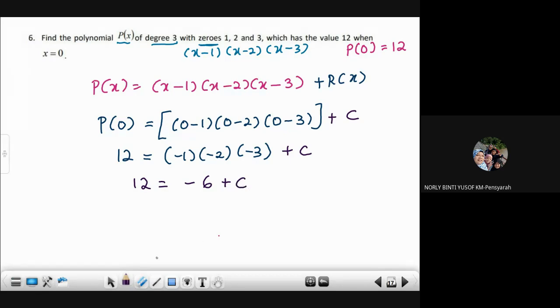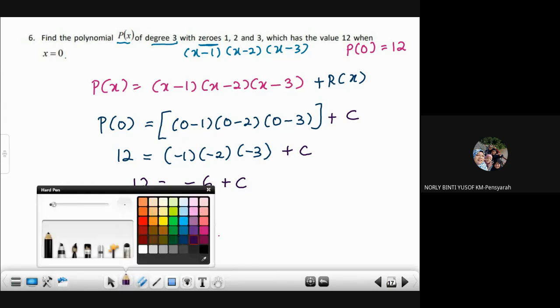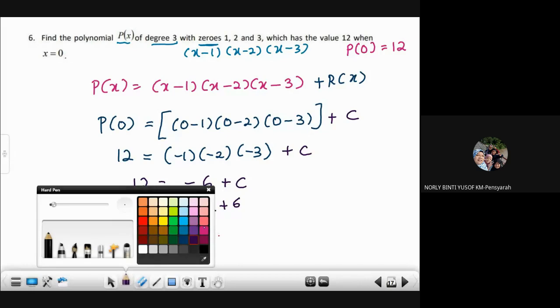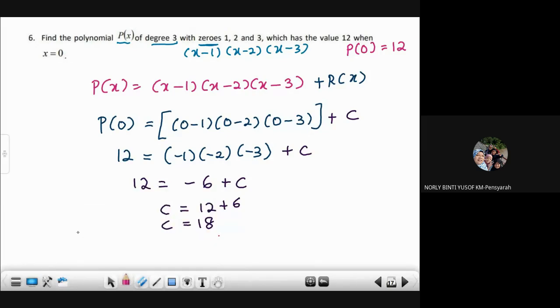Ataupun A, nak letak sebagai A pun boleh, sebab reminder tu you tak tahu. So carilah C tu. So C akan jadi 12 plus 6 is 18. So you punya polynomial akan dapat x minus 1, x minus 2, x minus 3 plus 18.